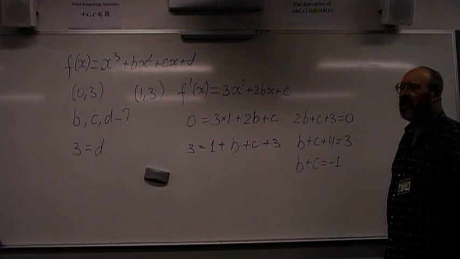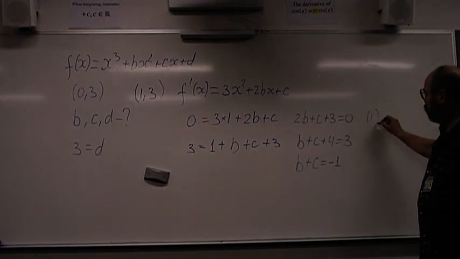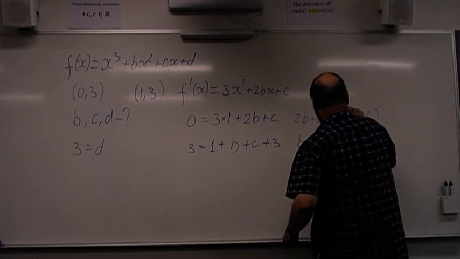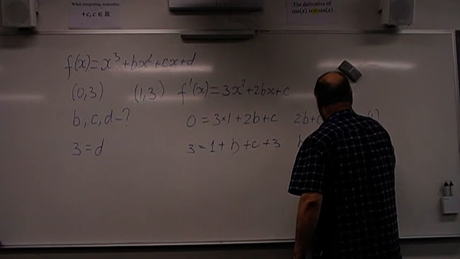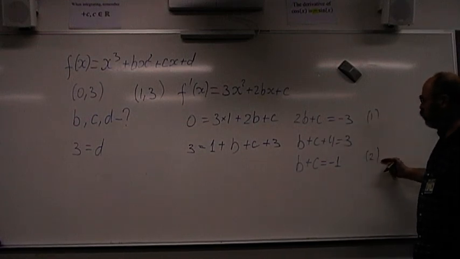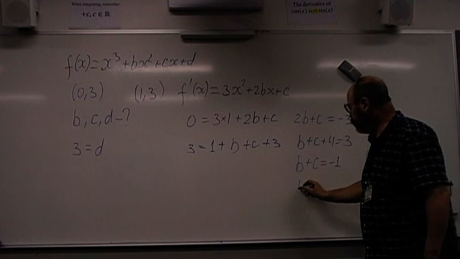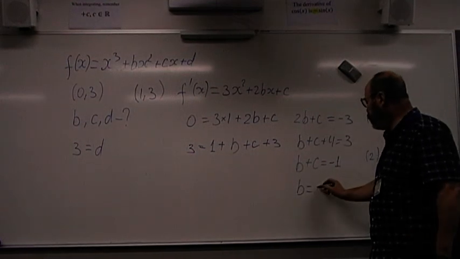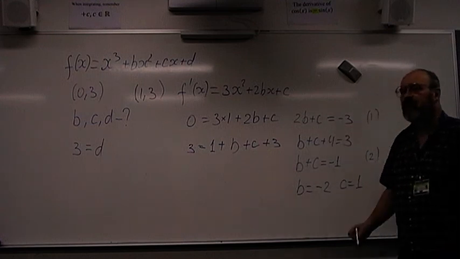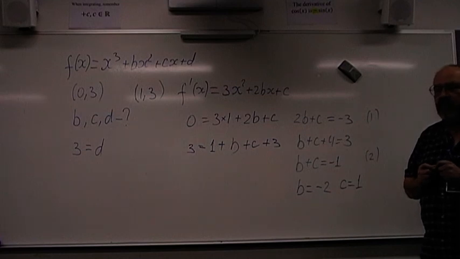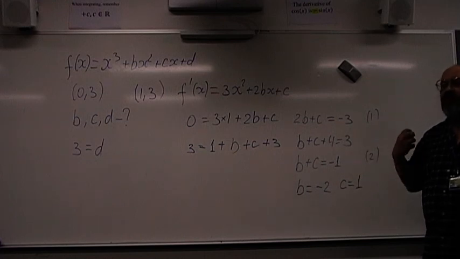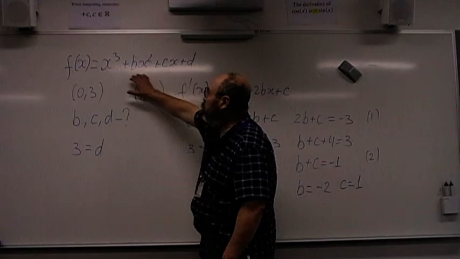Now we have two simultaneous equations. What is the easiest way? I move 3 to the other side as well here. So 2b plus c equals negative 3. Subtracting the second equation from the first, we get b equals negative 2, and so c equals 1. Make sense?